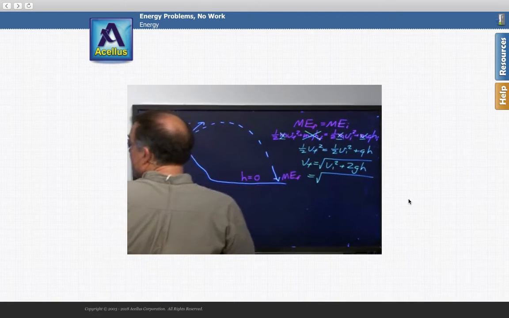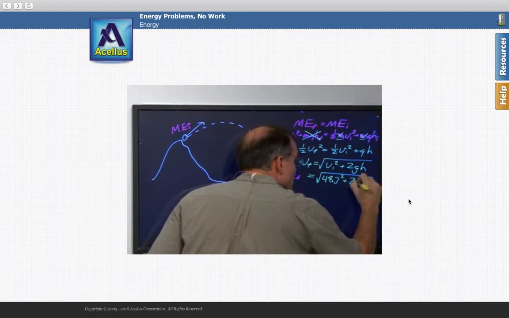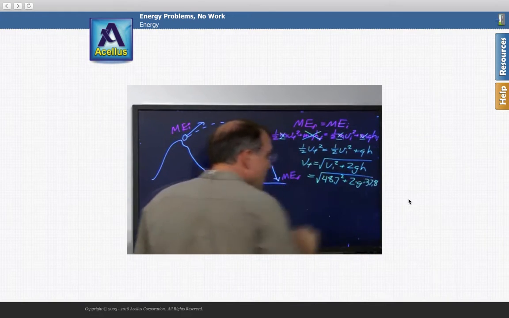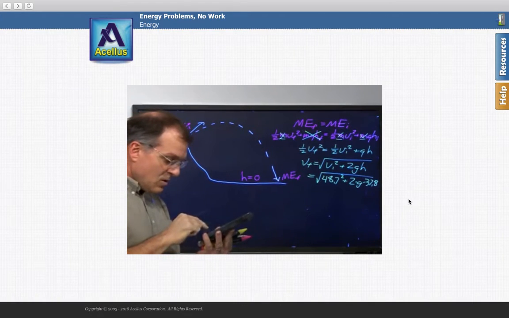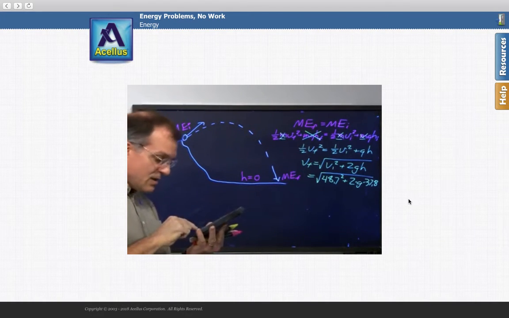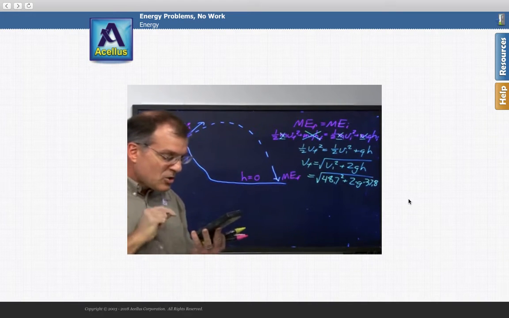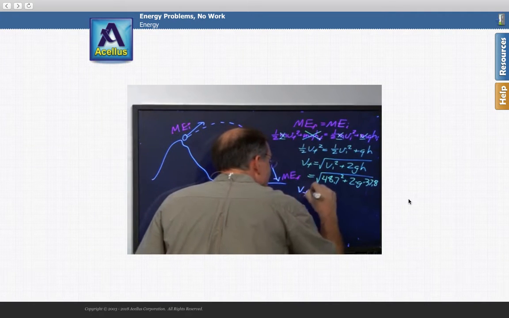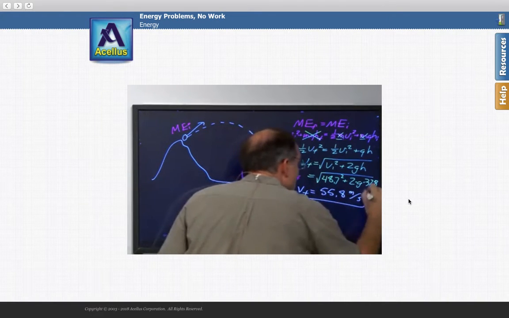Now we just put in the numbers. vi was 48.7 squared plus 2 times g times the height, which was 37.8. Get your calculator. Square root of 48.7 squared plus 2 times 9.8 times 37.8. Right? Yep. Close. 55.8 meters per second. Now notice this doesn't tell me what direction it's moving. It just tells me how fast.